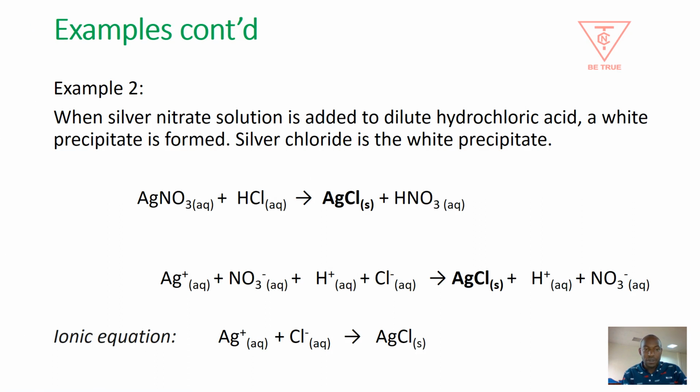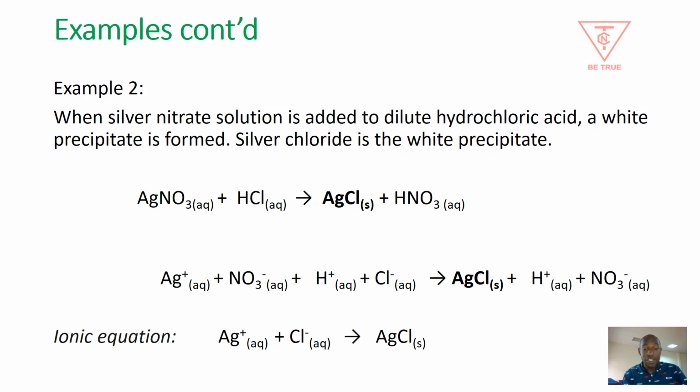The second example will be using silver nitrate solution, which is another colorless solution, added to dilute hydrochloric acid, also colorless. When this happens, a white precipitate will be formed. The precipitate this time will be due to the formation of silver chloride, which is insoluble. The molecular equation shows our silver chloride in bold. It is a solid because it is the one that is responsible for the formation of the precipitate.